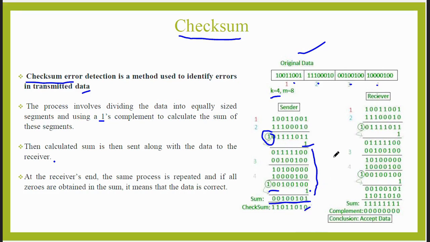The same process is done on the receiver side. After getting all values, the sum is all 1s. After complementing, it is 0. So it is accepted data.